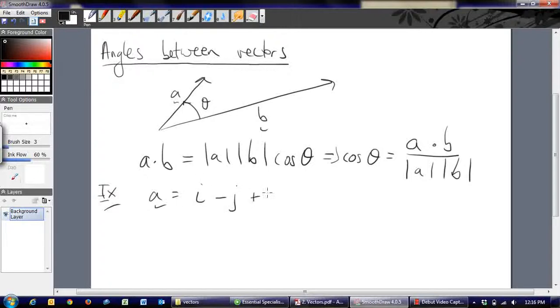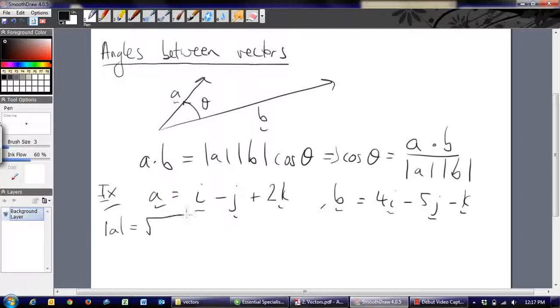A equal to i minus j plus 2k. Just making up numbers here. And B is equal to 4i minus 5j minus k. Let's find the angle between these two vectors. So, to find the angle, we'll need the dot product and we'll need the magnitude of A and magnitude of B. So let's just do all those things.